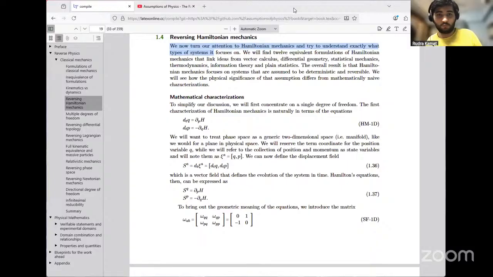Okay, yeah. We can now turn our attention to Hamiltonian mechanics and try to understand exactly what types of systems it focuses on. We will find 12 equivalent formulations of Hamiltonian mechanics that link ideas from vector calculus, differential geometry, statistical mechanics, thermodynamics, information theory, and plane statistics. The overall result is that Hamiltonian mechanics focuses on systems that are assumed to be deterministic and reversible. We will see how the physical significance of that assumption differs from mathematically naive characterizations.